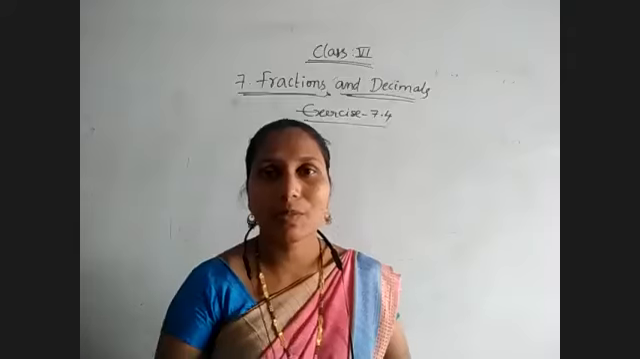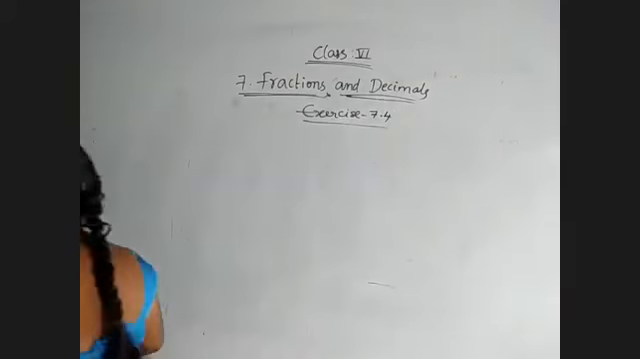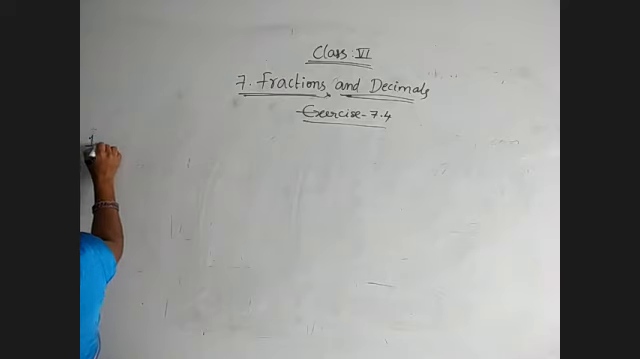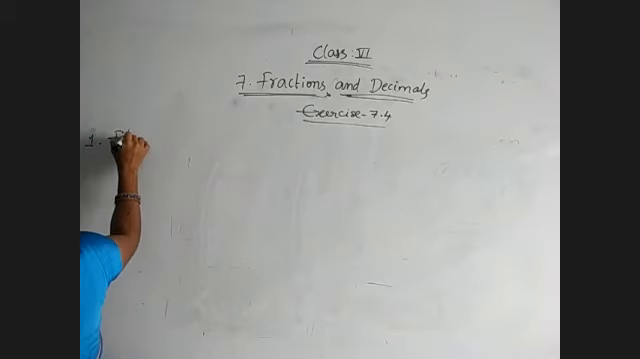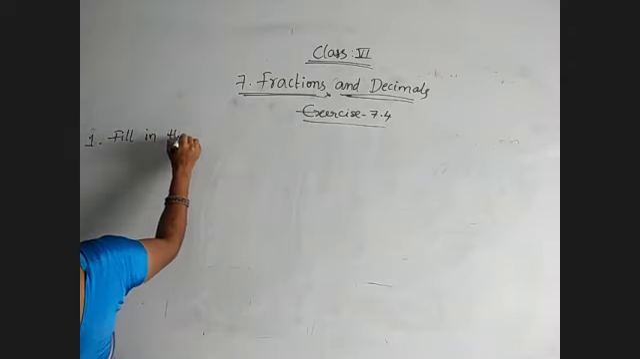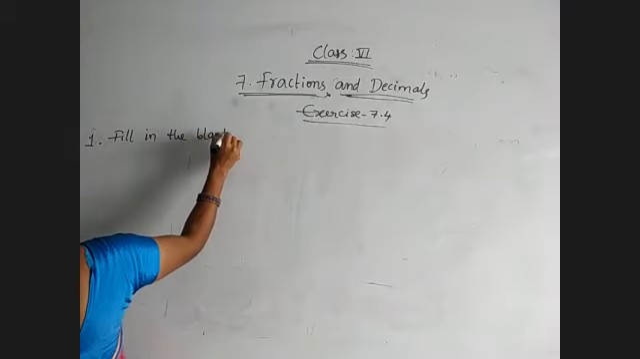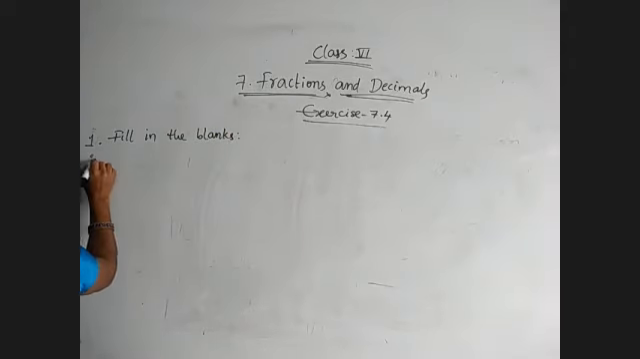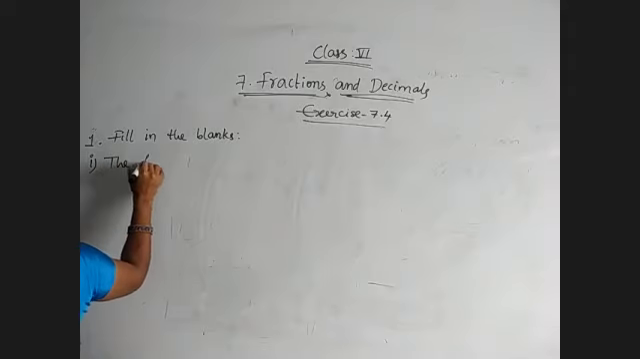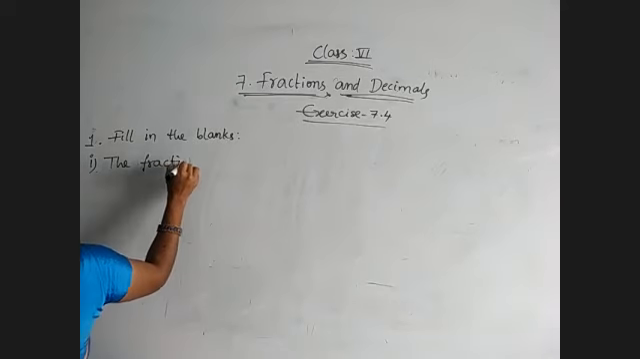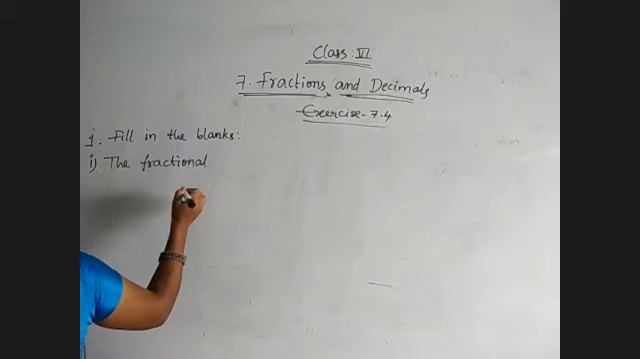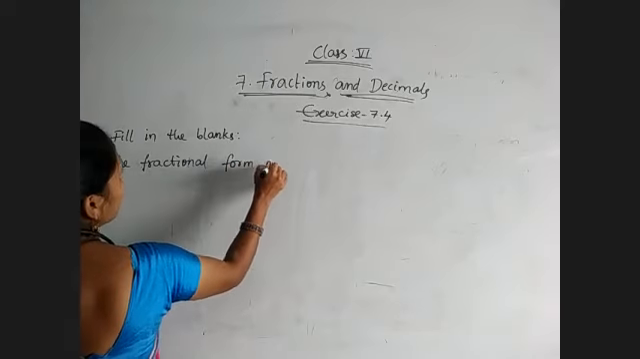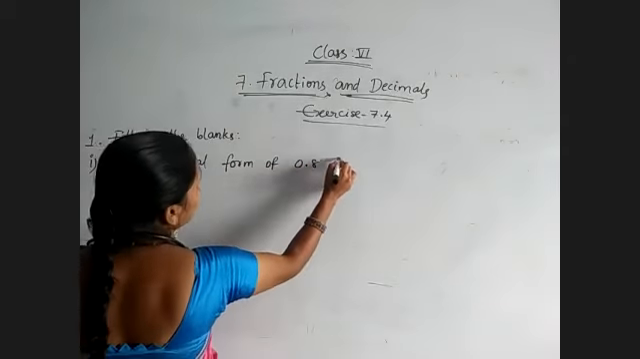In exercise 7.4, the first question is: fill in the blanks. Very simple questions. First problem: the fractional form of 0.8 is dash.